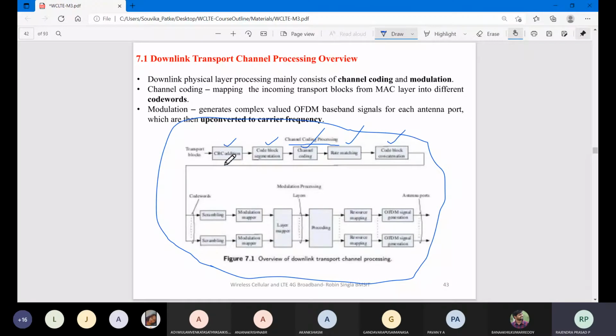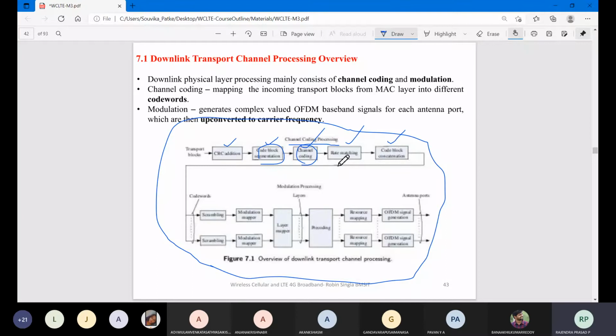What is CRC addition? It is the check bits you are going to add. Then segmentation, which is one important parameter. Then we have channel coding, which we obviously do because we are transmitting our information as a secret code. Then we have rate matching. Rate matching is at what rate the transmitter should transmit and at what rate the receiver will be receiving. This also plays an important role.